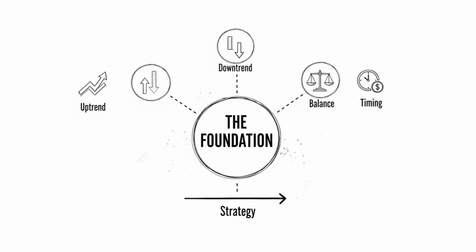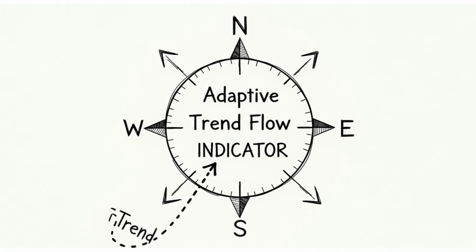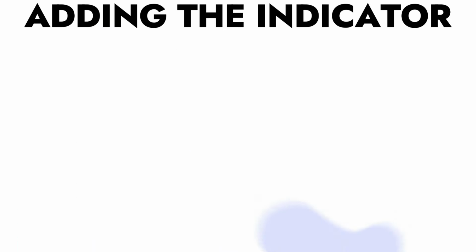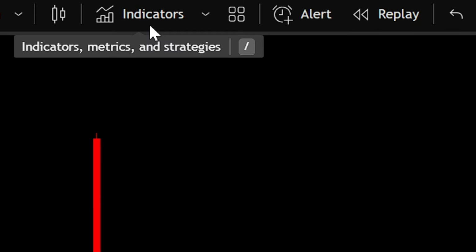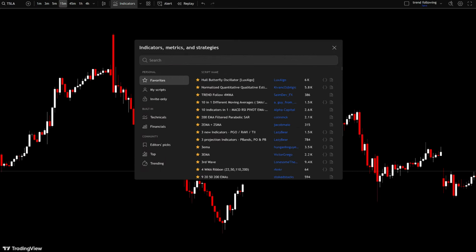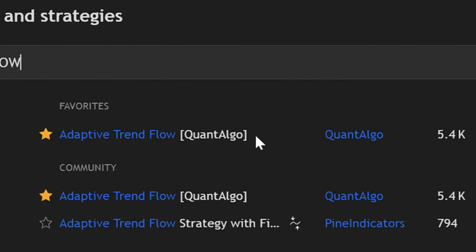First up is the foundation of the strategy, the adaptive trend follow. Think of it as your trend compass. It instantly shows whether the market is leaning bullish or bearish without cluttering your chart. Adding it is simple. Go to indicators, type adaptive trend follow and hit enter. Then click on it to add it to your chart.